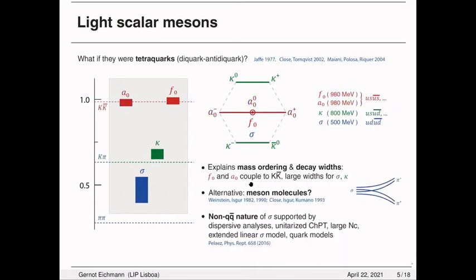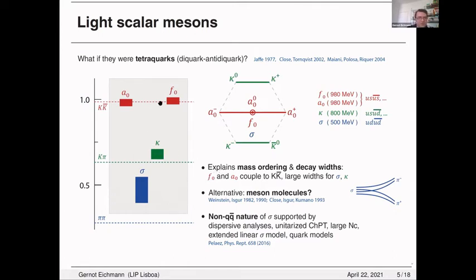So the idea going back to Jaffe was, what if they were tetraquarks in the sense of diquark anti-diquark? If you combine a scalar diquark with a scalar anti-diquark, you still get a nonet of states, but now the mass ordering is reversed. The sigma is the lightest state, followed by the kappa with one strange quark, and the a0 and f0 with two strange quarks. So this would immediately explain the mass ordering. It also explains the decay widths.